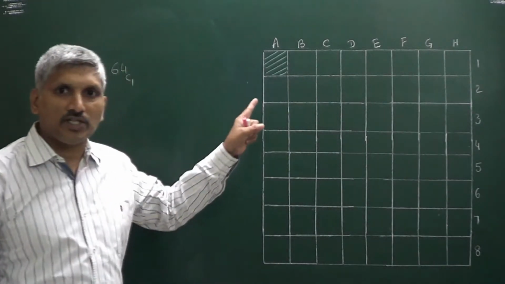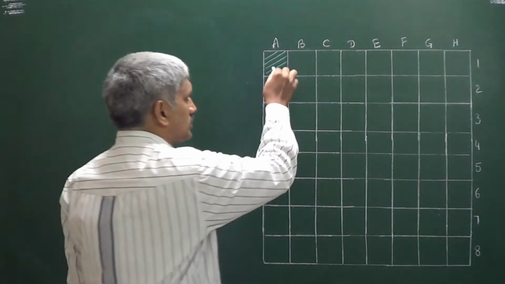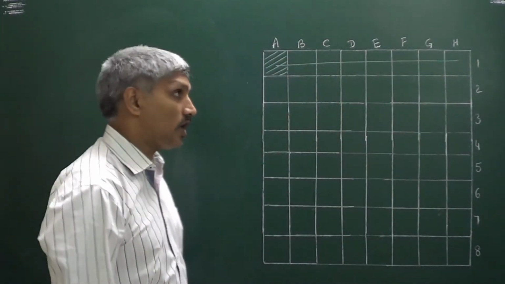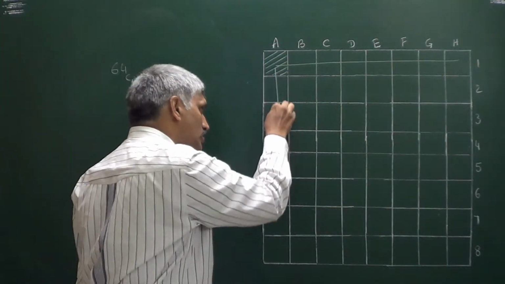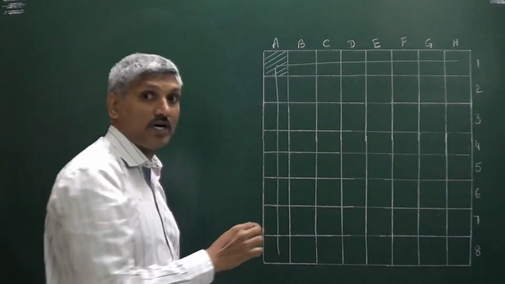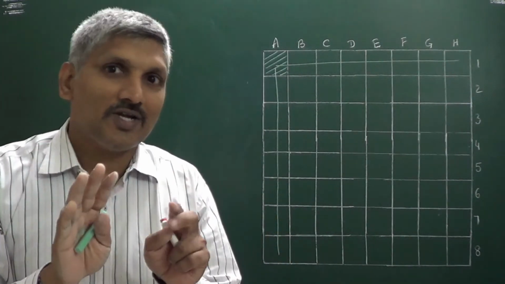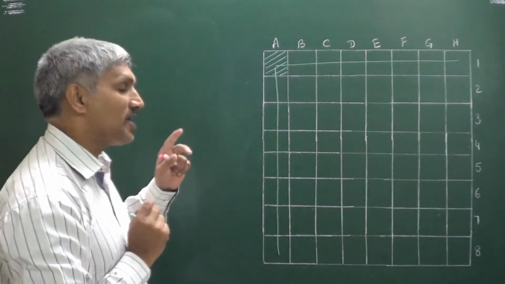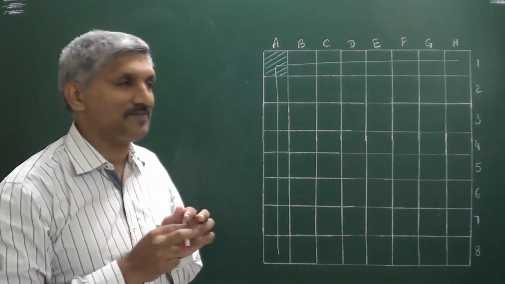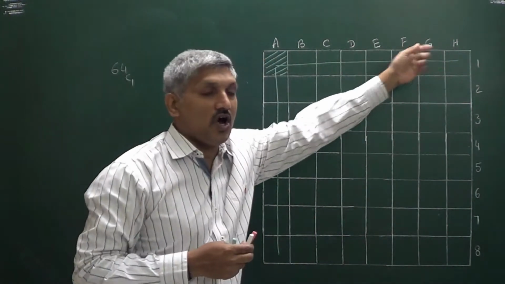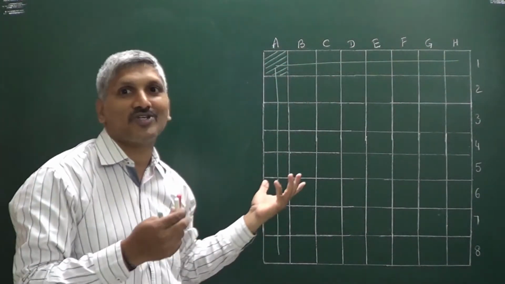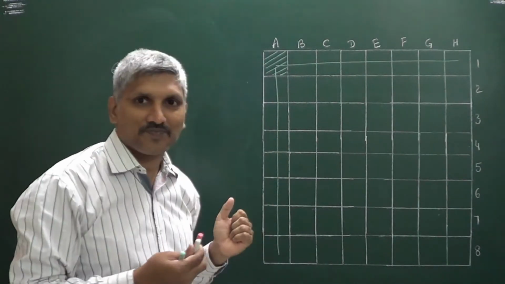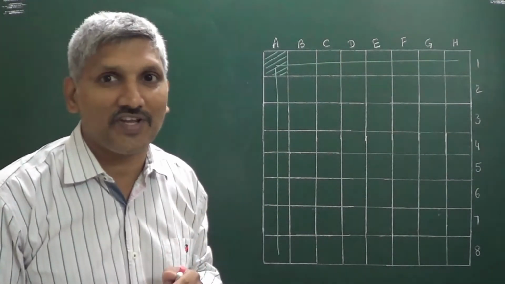When you selected this square, you can't select a square in this row. You can't select a square in this column also, because the two squares are not in the same row, not in the same column. That's why you can't select the next square either from this row or from this column. That means in total how many squares do we have to remove? 8 plus 7, forget about the 15 squares.